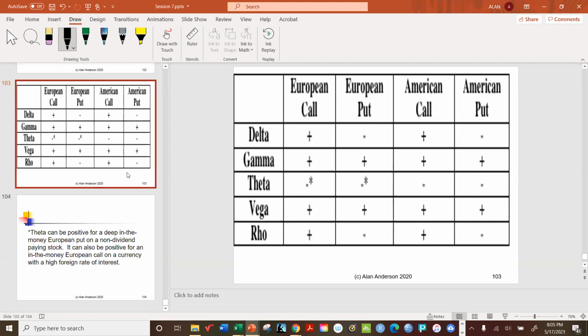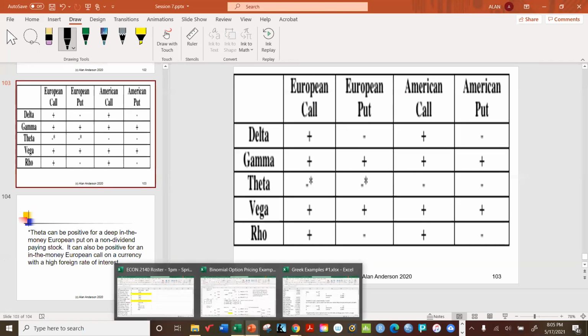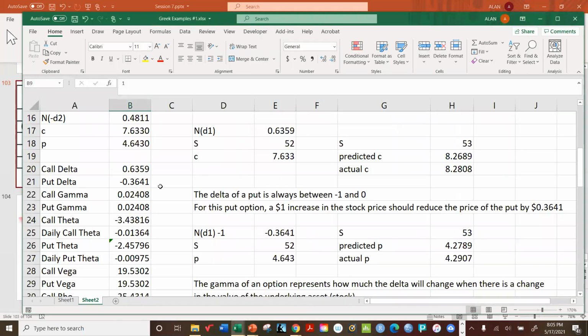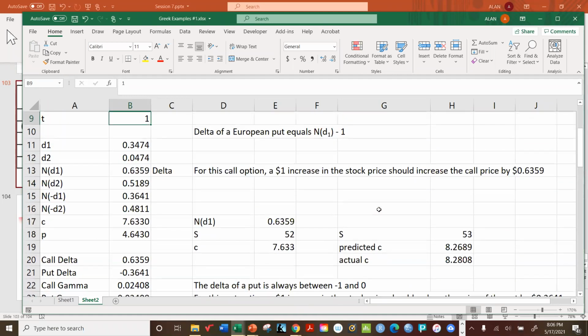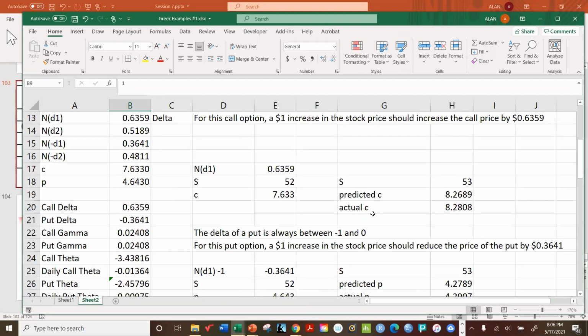All right, so now what we're going to do is take a look at our spreadsheet, and we have all these calculations. These are just the formulas that we saw on the slides. But what I did here is, like I said before, I did a bunch of predictions.